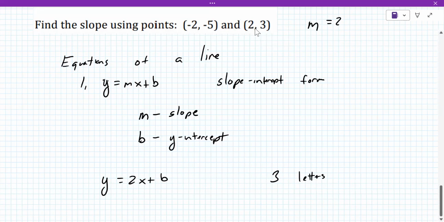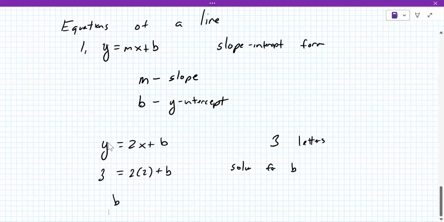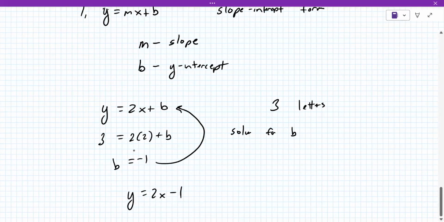So you have to pick which one you want to work with. I would recommend using the positives. 2, 3, yeah. So I can make 3 the Y. That's correct. And then you can solve this for B. B equals Y minus 2, right? Well, but you have a value for Y. So 3 minus 4, B equals -1. Perfect. Now that number goes back in here. So you rewrite your equation, y equals 2x minus 1.